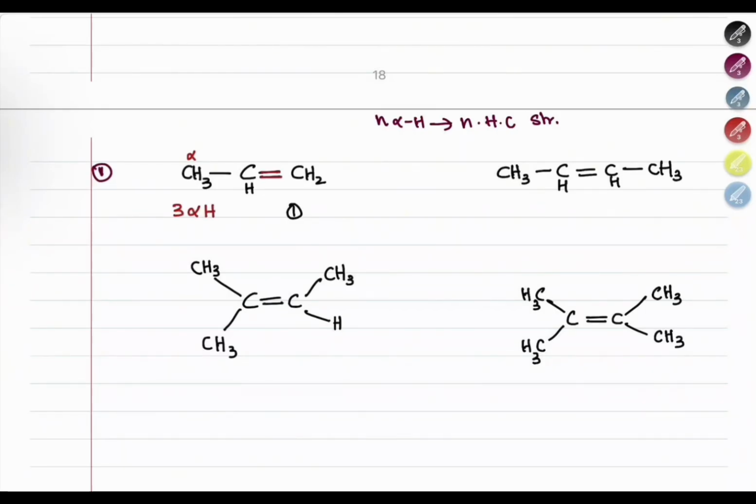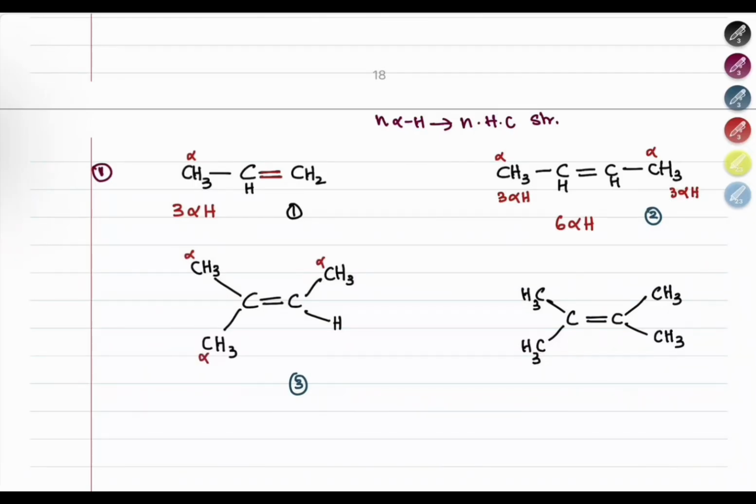In the second molecule, there are 2 alpha carbons, this carbon and this carbon, and there are 3 alpha hydrogens on this carbon, and 3 alpha hydrogens on this carbon. So a total of 6 alpha hydrogens are present in the second molecule. In the third molecule, we can see 3 alpha carbons, 1, 2, 3.